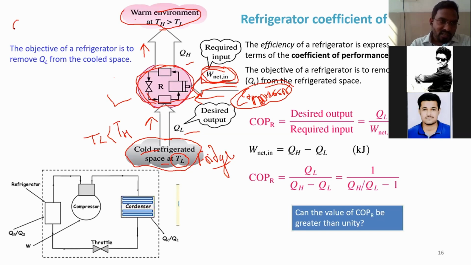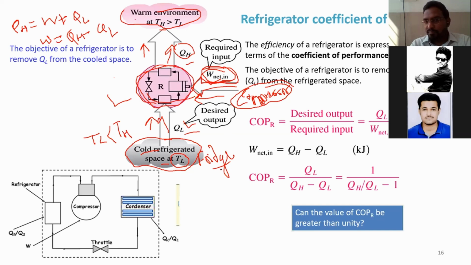Now W net is entering the system, QL is entering the system and QH is going out of the system. So I can easily write the relation that QH is equal to W plus QL. Is that fine? Because this is entering the system, this is entering the system and this is going out of the system. So this must be equivalent to W net plus QL, right? So W is equal to Q higher minus Q lower. Okay, this relation we got over here.